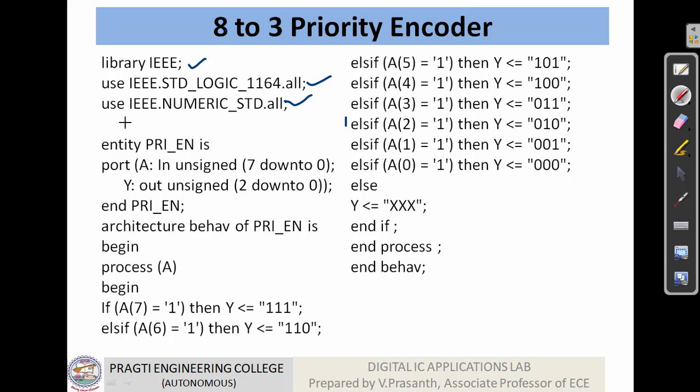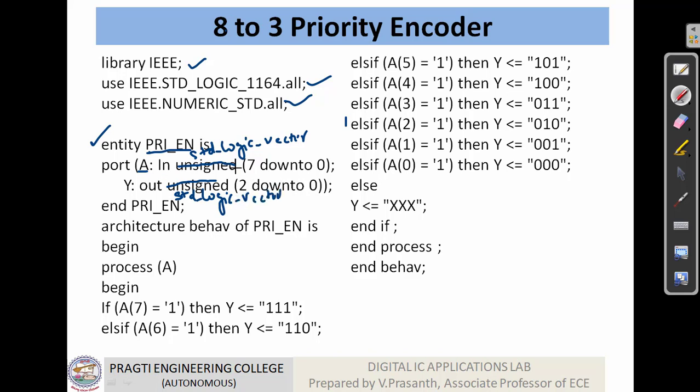Now the entity. We have already discussed in so many classes that the entity is nothing but a black box of the circuit. It presents the inputs and outputs. Now the entity name, which we have given, is priority_encoder, is port. So we will be having 8 inputs and 3 outputs. Here we have taken unsigned, but we can go with std_logic_vector. In the coding we will be going with std_logic. Here also I will be going with std_logic_vector.